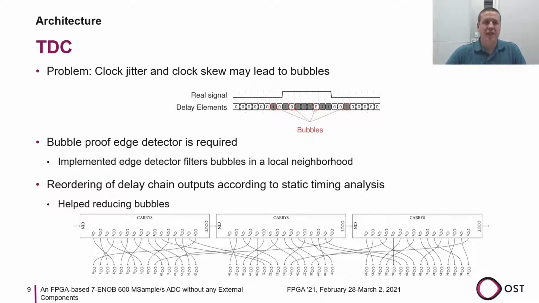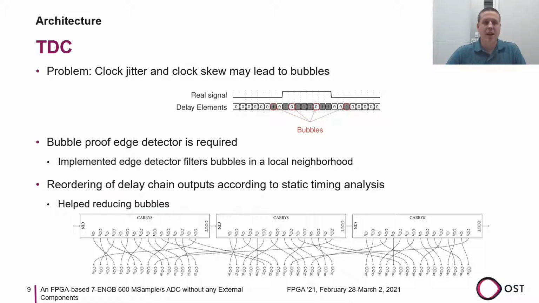Clock jitter and clock skew may lead to the problem that bubbles occur in the captured state of the delay chain. The top image shows what such bubbles look like. Bubbles are discontinuities in the captured signal and occur around the edges of the signal. For example, a flip-flop might capture the state of the delay chain too early, resulting in a measured 0 instead of a 1, because the edge has not yet traveled past that flip-flop. This means that a bubble-proof edge detector is required. Our implemented edge detector filters bubbles in a small local neighborhood.